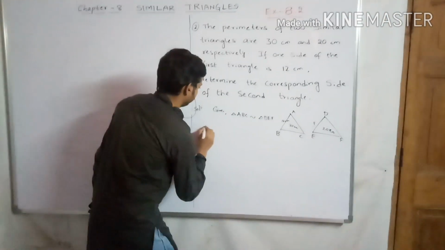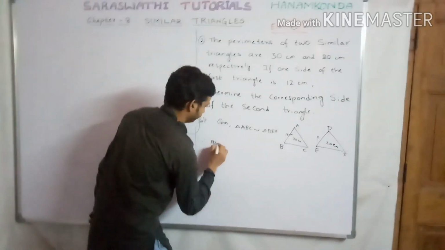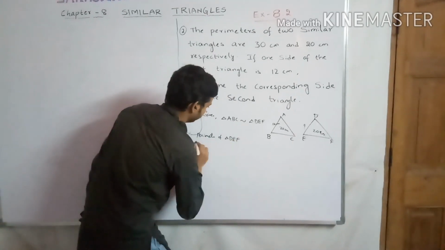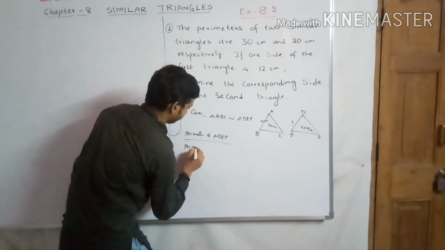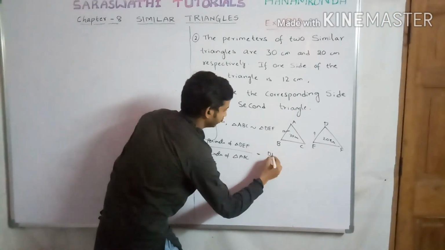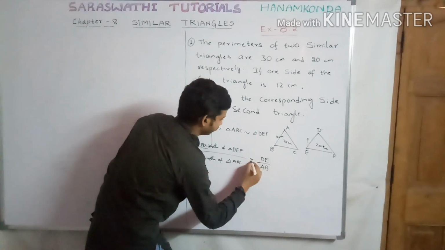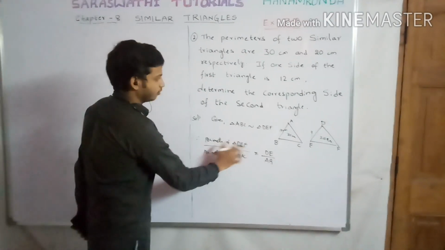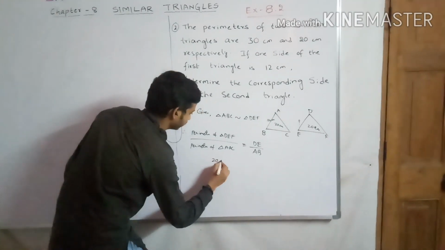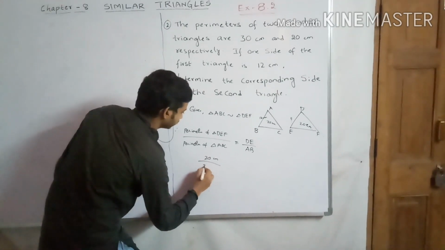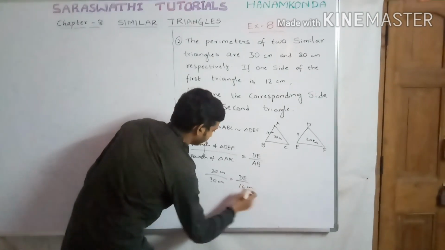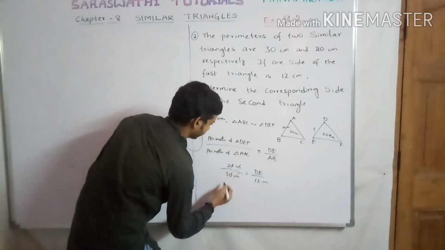So we know that perimeter of triangle DEF by perimeter of triangle ABC equals DE by AB. The ratio of perimeters of two similar triangles equals the ratio of their corresponding sides. The perimeter of triangle DEF is 20 centimeters and the perimeter of triangle ABC is 30 centimeters, equal to DE by AB, which is 12 centimeters. So the zeros cancel.